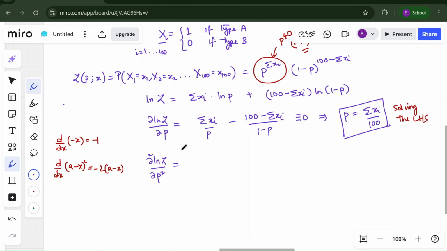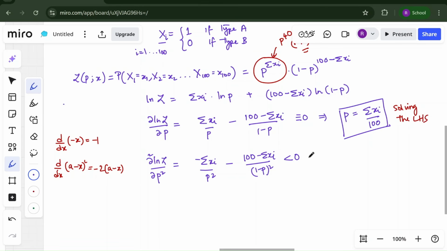Okay, so if you take the double derivative, what will you get? You'll get minus summation xi by p square, minus 100 minus summation xi by 1 minus p whole square, and then there will be two more minuses, so it will remain minus. One minus is because of the power of 1 minus p, and one minus is because of this minus before p, so it will remain minus. And observe that these terms are always positive, so this entire term is negative. So at every point the double derivative is negative.